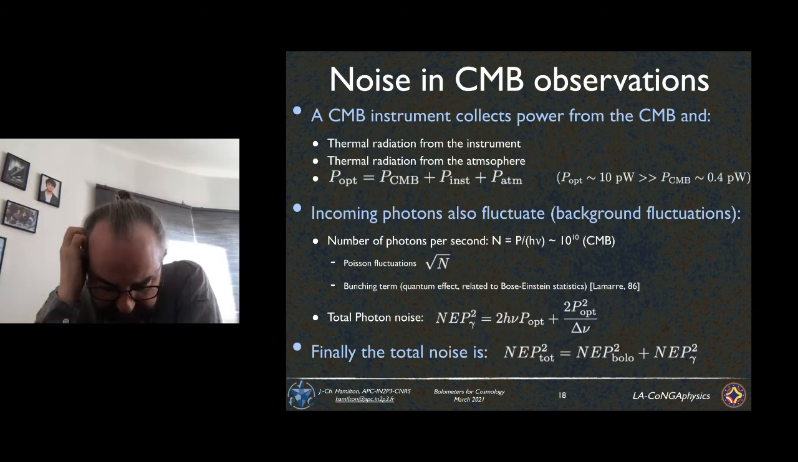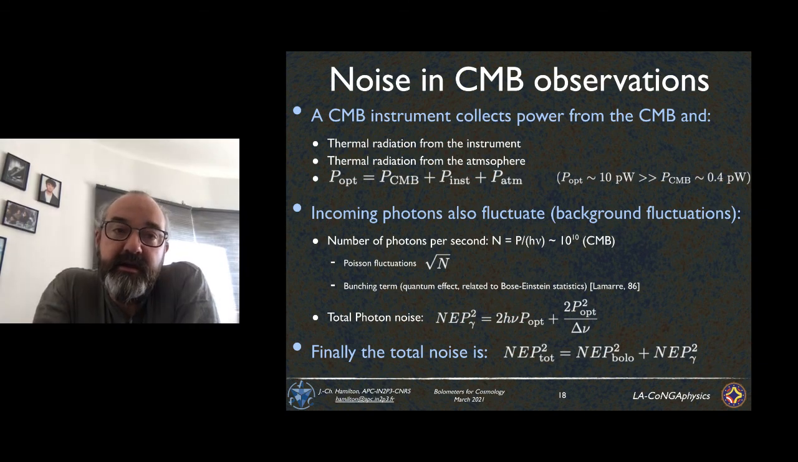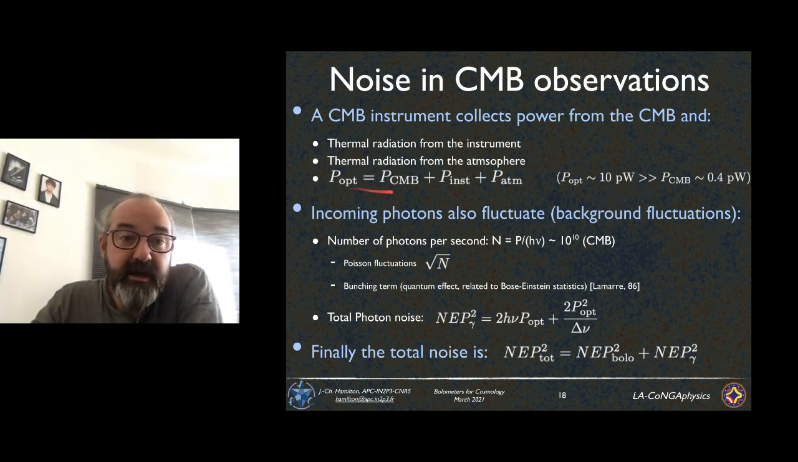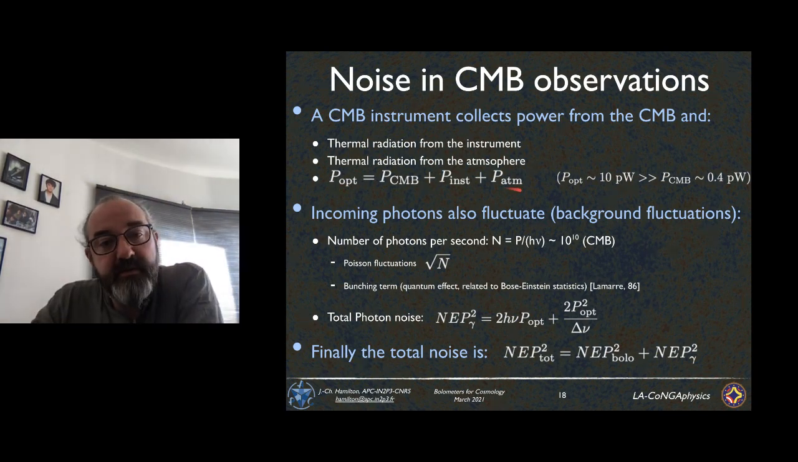So when you're observing the sky with a detector, you collect CMB photons, but not only CMB photons. You also collect thermal radiation from your instrument, and if you're on the ground, you will also collect thermal radiation from the atmosphere. So the optical power that comes in your bolometer is that of the CMB, but also the power from the rest. Okay. So in the case of a ground-based instrument, basically the power you collect from the CMB is 0.4 picowatts, very small, while the total optical power is more of the order of 10 picowatts.